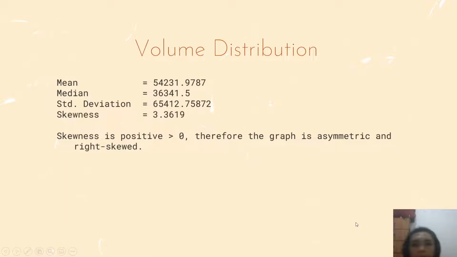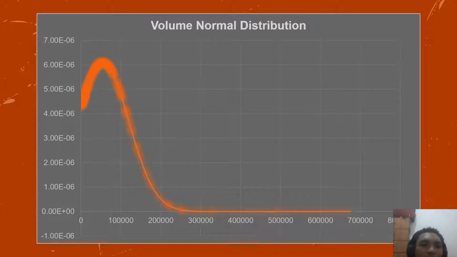And then next we have the volume distribution. I have the mean, median, standard deviation, and skewness. For the skewness, I got the number of 3.3619. So the skewness is positive, or more than zero. Therefore, the graph is asymmetric and right skewed. So the same as before.